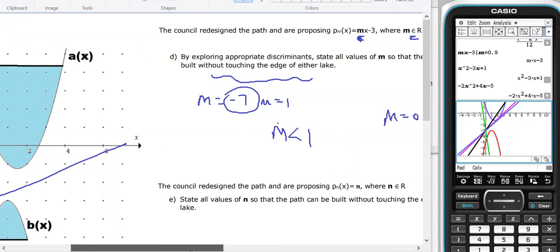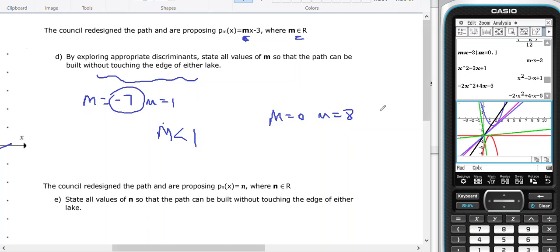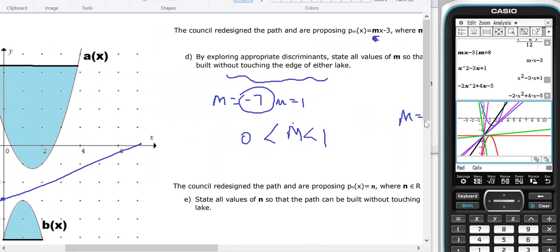And if I look at the other values, I've got 0 and I've got 8. So if I put a 0 in, that's good. So if I put 0.1, it's going to be in between the two bodies of water. And I certainly don't want 8 because 8's going to have it being very, very, very steep and touching. So I'm wanting m going from 0 to 1, and I don't want to include it.